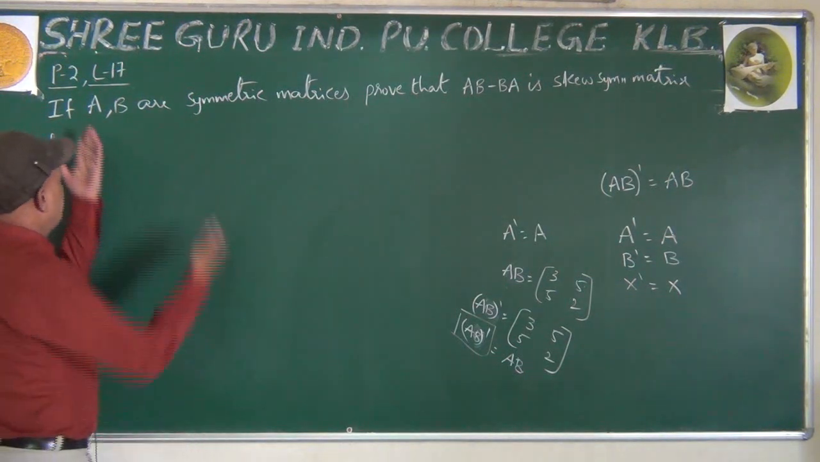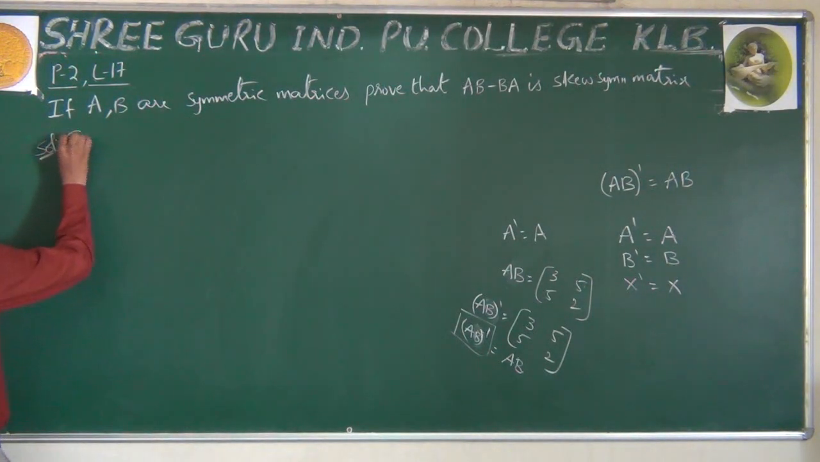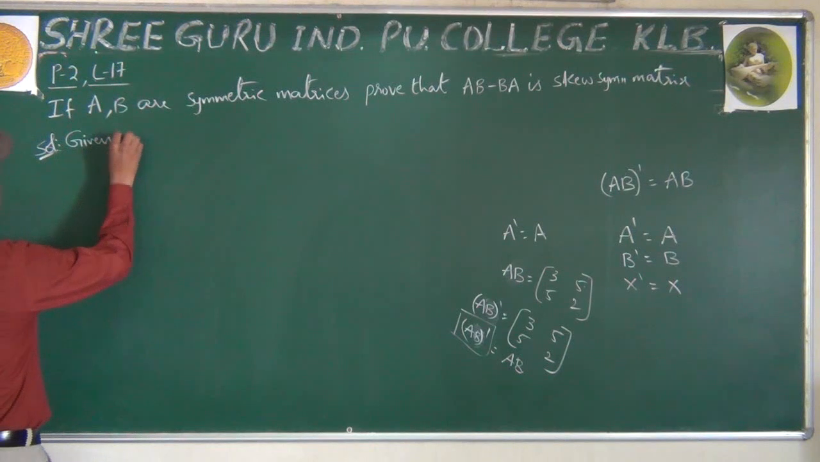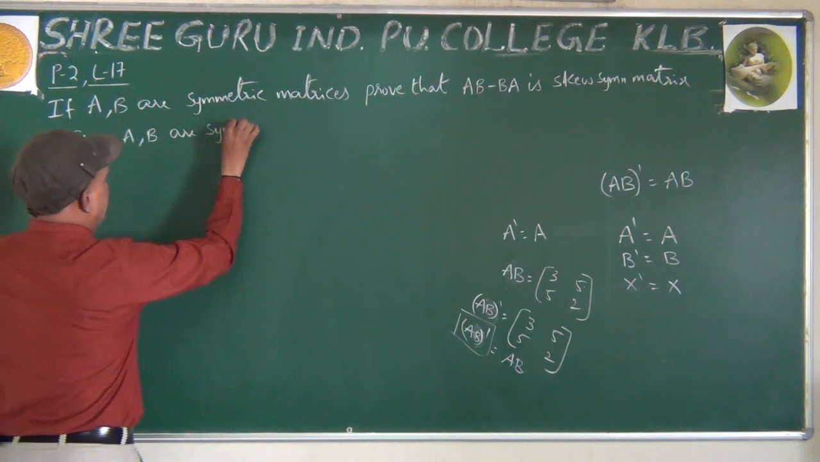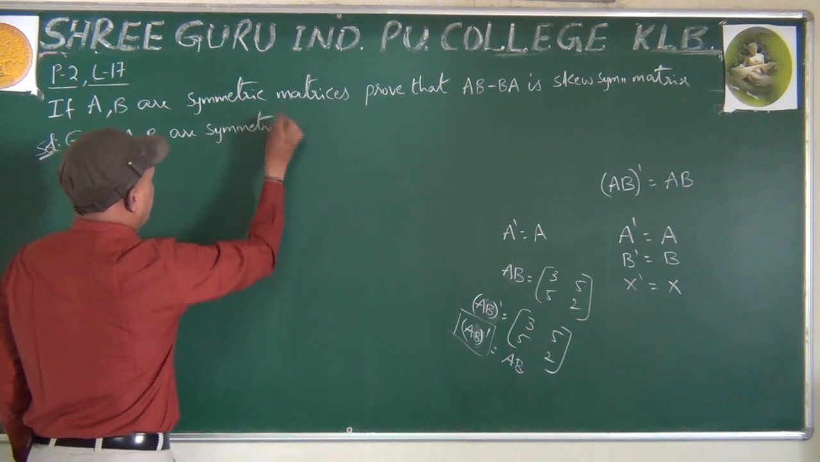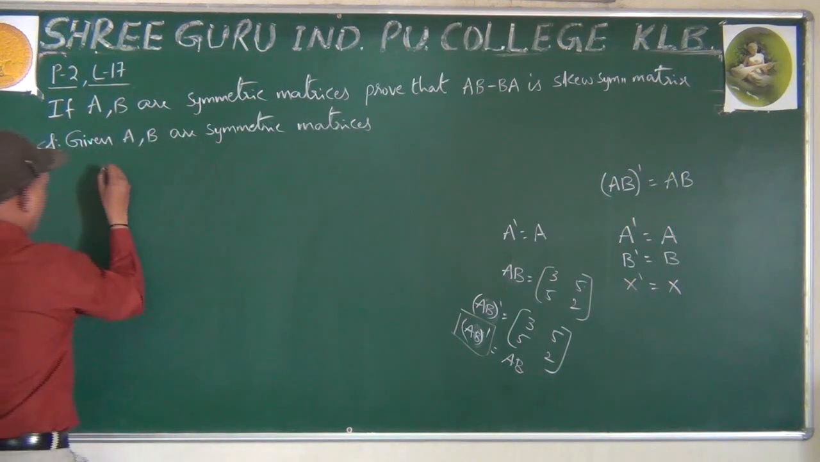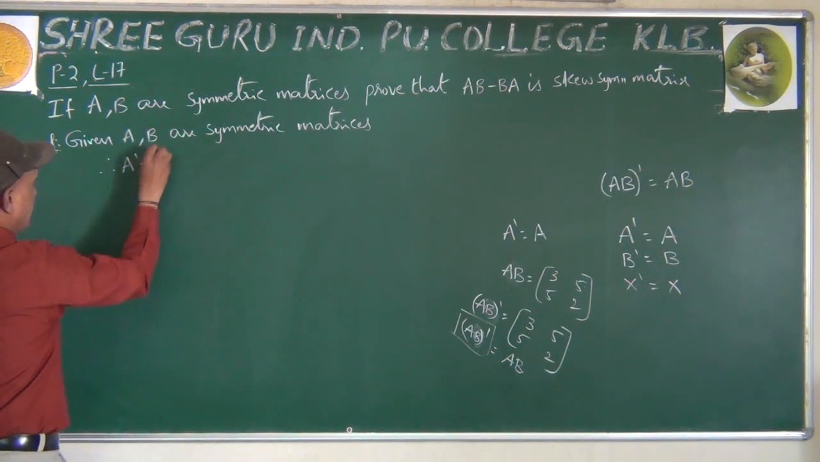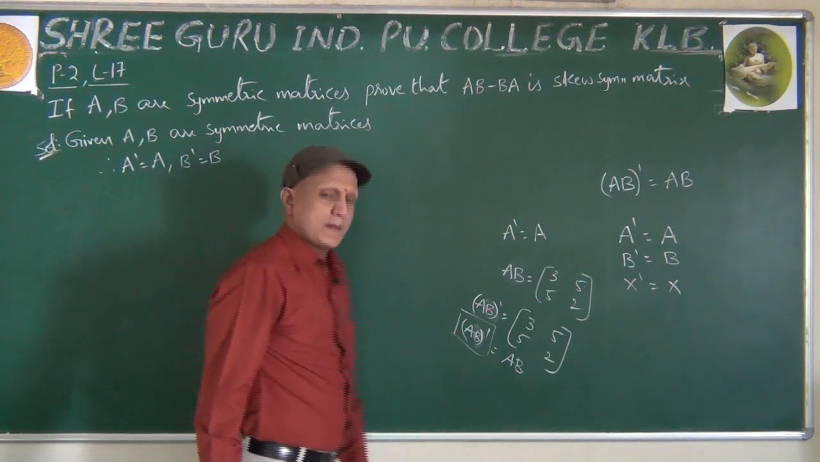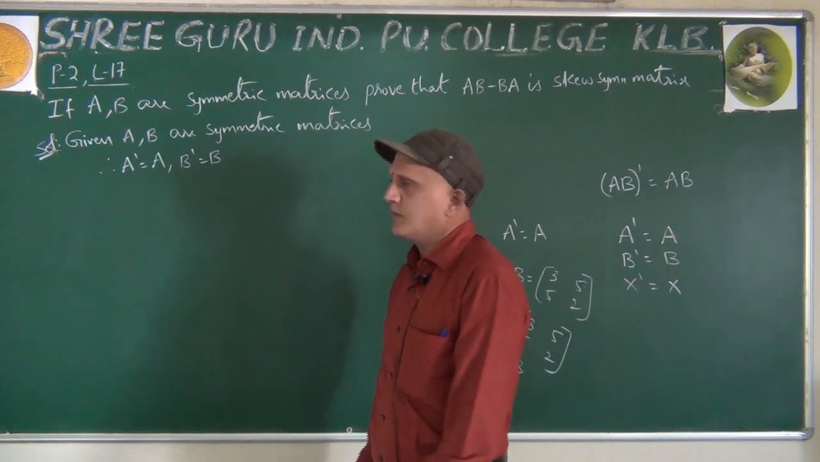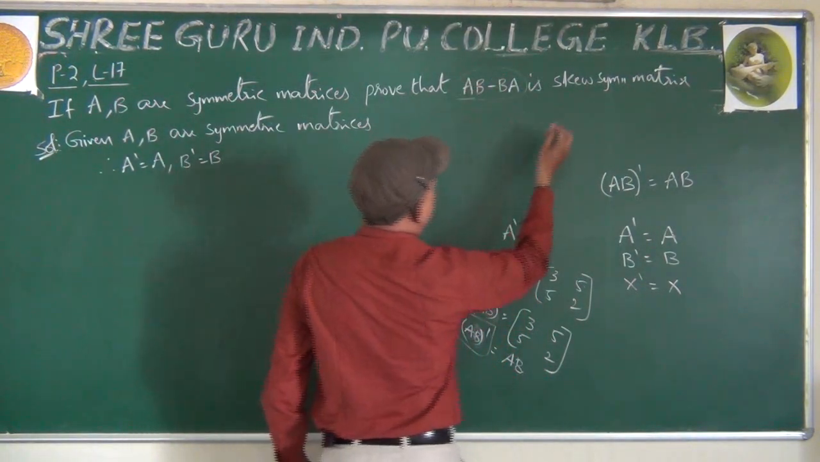Beginning: A and B are symmetric matrices, so A dash equal to A, B dash equal to B. Given A, B are symmetric matrices. Therefore A dash equal to A, B dash equal to B. What we have to prove?